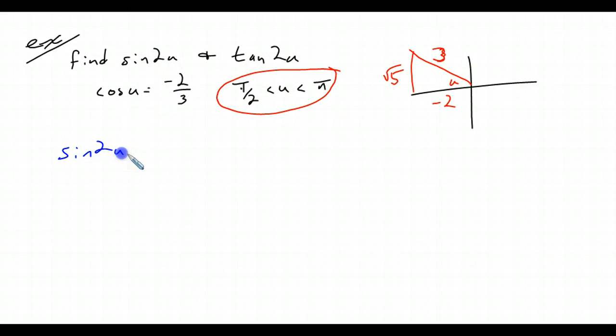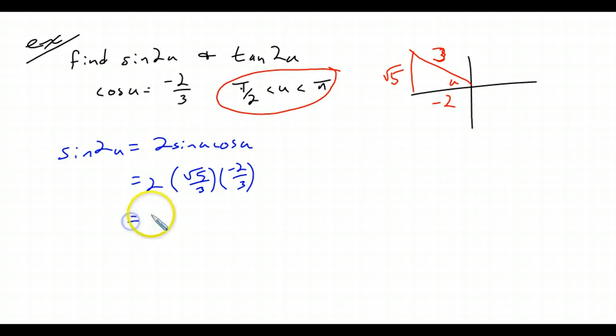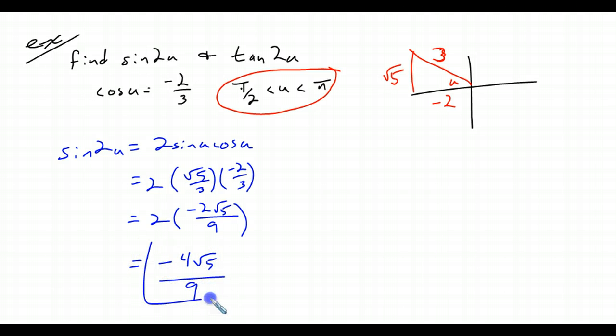Well, by our identity, sine of 2u is equal to 2 sine u cosine u. So I will have 2 times sine of u. Well, sine of u is opposite over hypotenuse, so root 5 over 3. Cosine of u is adjacent over hypotenuse, so negative 2 over 3. Multiply these two things together, so you'll get 2 times negative 2 root 5 over 9. And then 2 times negative 2 will be negative 4 square root 5 over 9. There is sine of 2u.